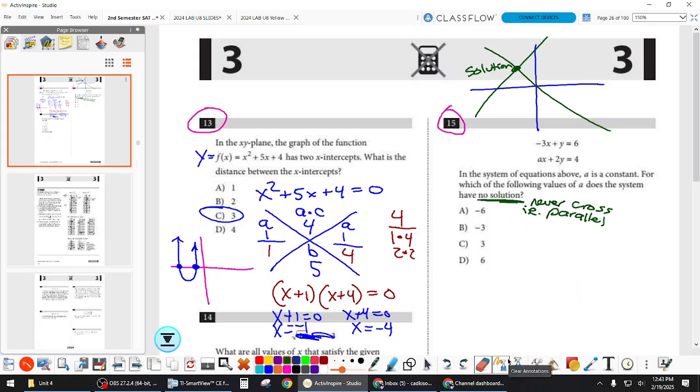Are you guys taking the SAT? How many of you are? This is a pretty common question type on there.